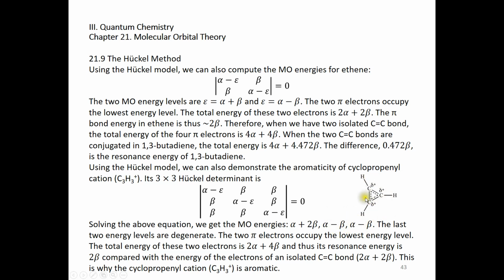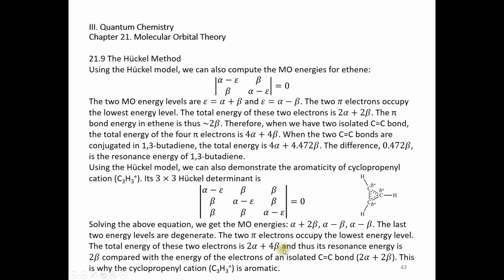Now if you look at this structure, we are carbon 3H3 plus. That means we have only 2 pi electrons. So these 2 pi electrons will occupy this MO, the lowest energy MO, and the total energy will be this times 2, which is 2 alpha plus 4 beta. So this alpha plus 2 beta multiplied by 2, we get 2 alpha plus 4 beta.